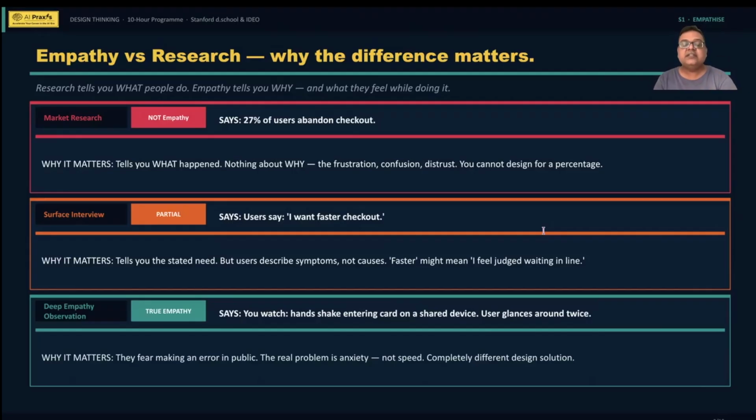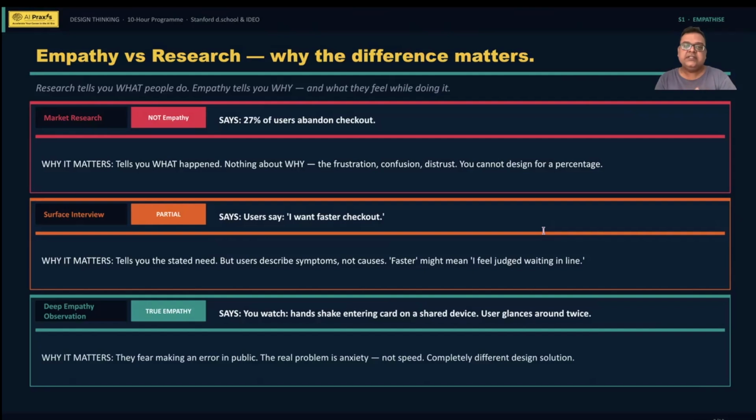Let's understand this using the three examples shown on the slide. Example one is about market research. Imagine you're running an e-commerce website, and after analyzing your data, you discover something interesting.